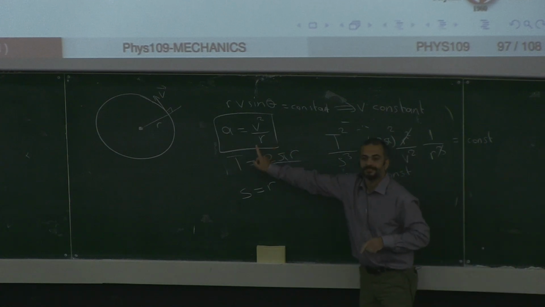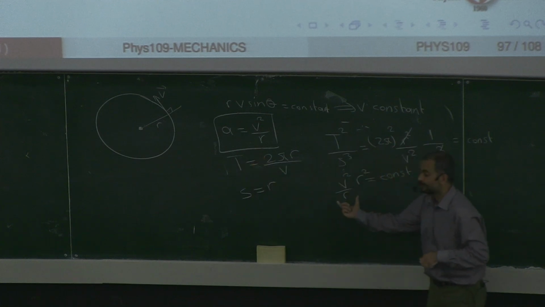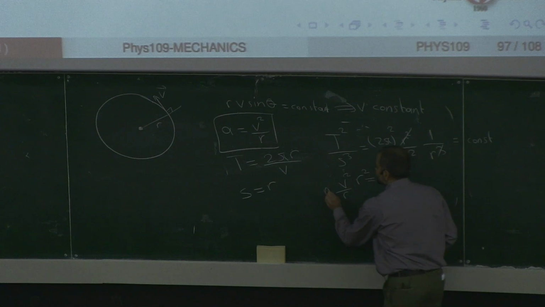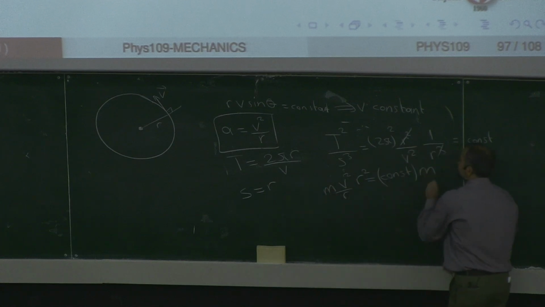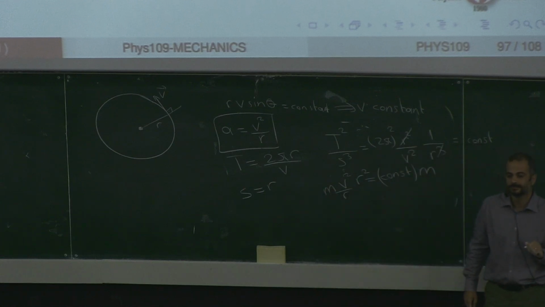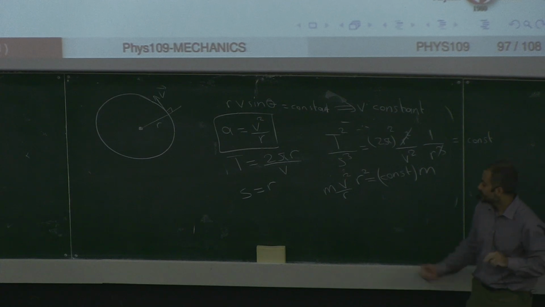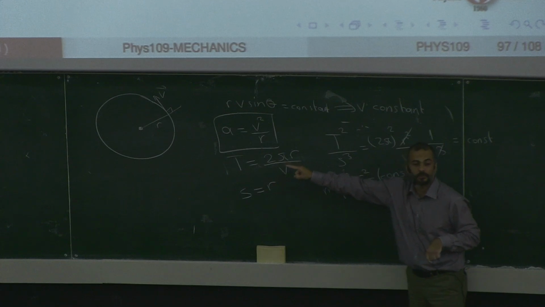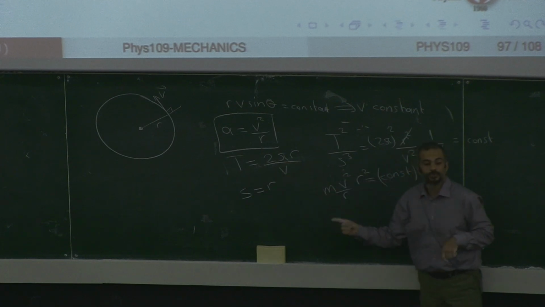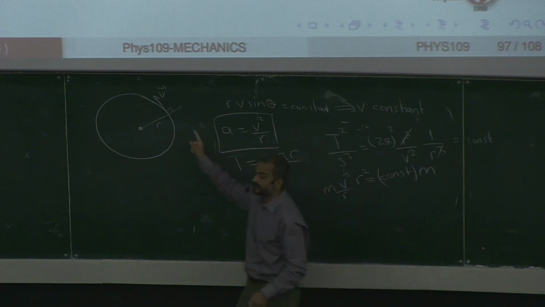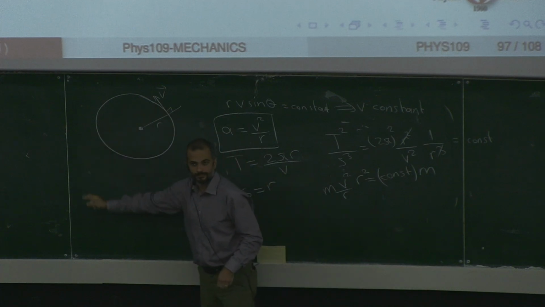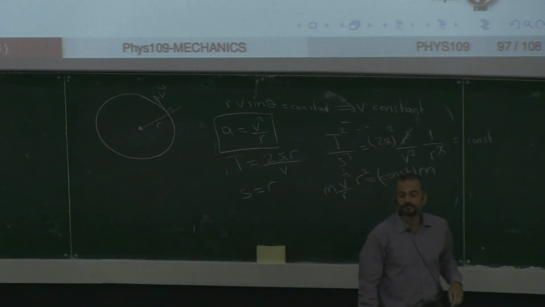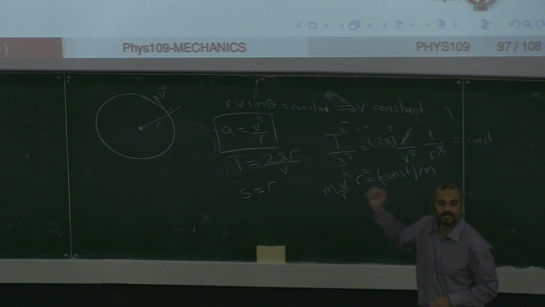Yes, I have the a. I want to put a somewhere here, because if I have the a, I multiply it with m, I get a force. So this is the force that should be acting on my planet, such that it will be making this uniform circular motion. We are studying that special case only, uniform.